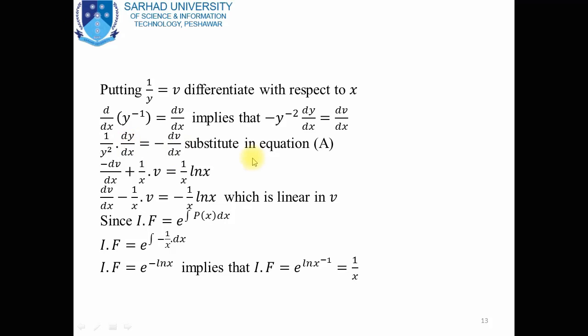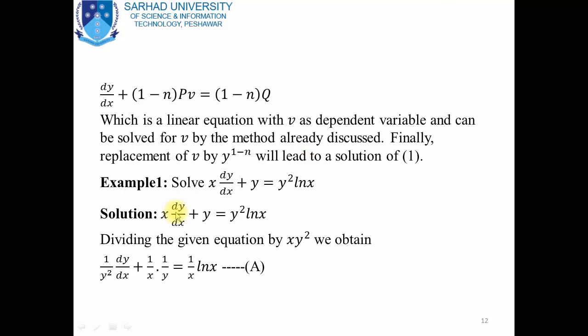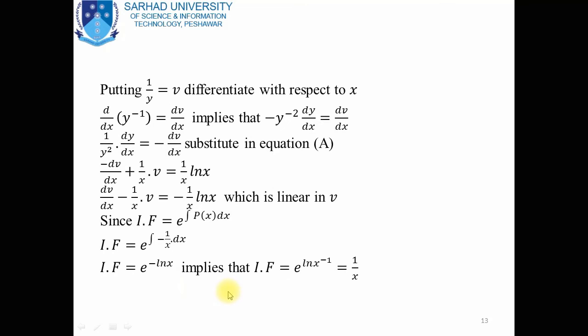Substituting this value in equation number A, we obtain minus dv by dx plus 1 over x dot v is equal to 1 over x natural log of x, and this equation can be written as dv by dx minus 1 over x dot v is equal to minus 1 over x natural log of x, and this equation is linear in the dependent variable v.